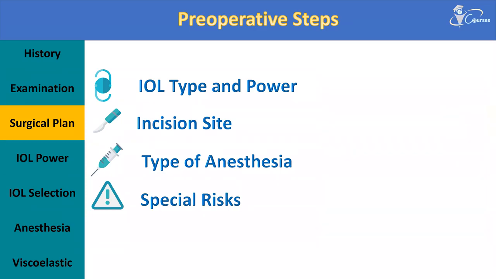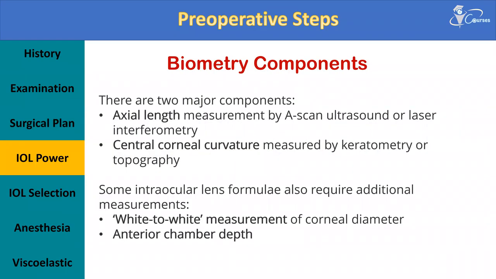After that, you will proceed with the IOL power. IOL power is determined by a process called biometry. Biometry is how we measure the intraocular lens power. For measuring the intraocular lens power, we have two main components.